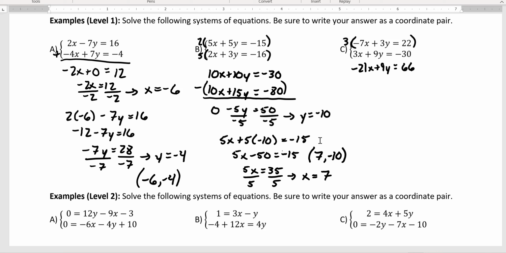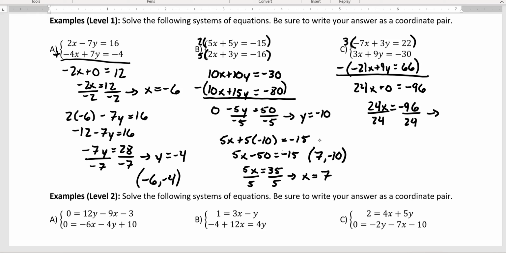Alright, since I'm going to be subtracting, because 9 minus 9 is 0, so 3x plus 21 will become 24x. 9y minus 9y will become 0. Negative 30 minus 66 will become negative 96. Gross. So 24x equals negative 96. That's a big number, but fortunately it is divisible by 24. Negative 96 divided by 24 tells me that x equals negative 4.